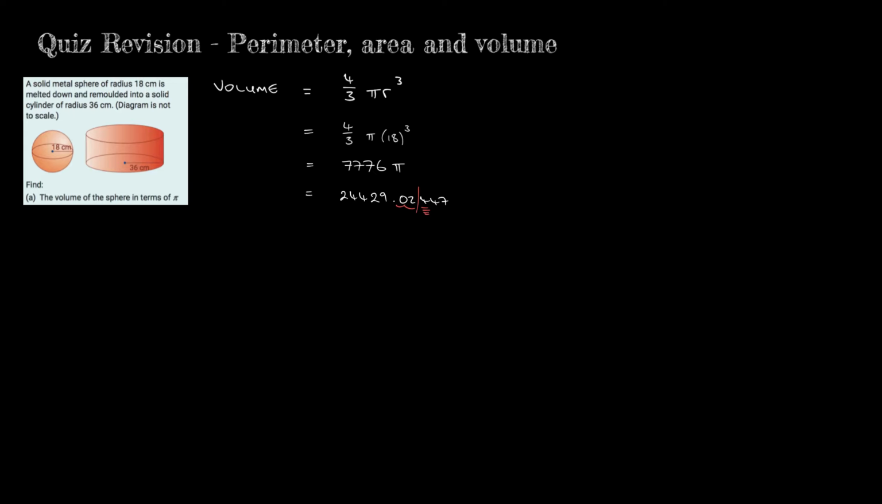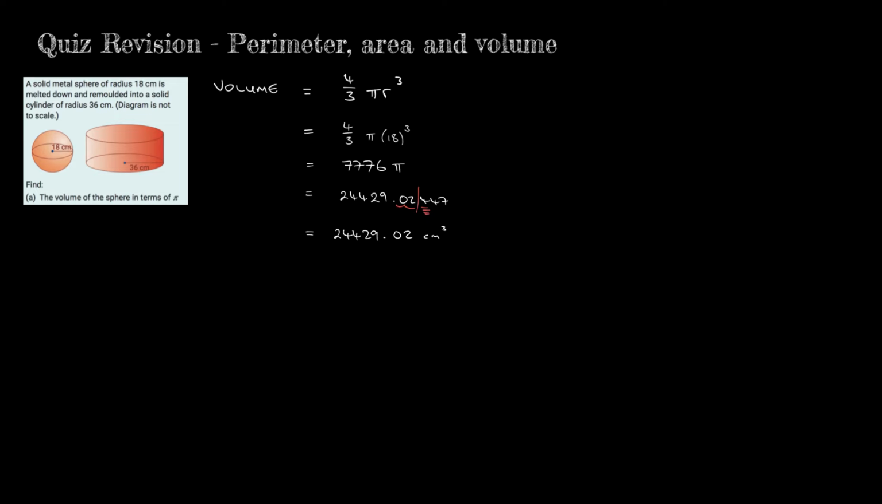So the answer for that one would have been 24429.02, because if this was 5 or greater, this would round up to 3. Because it's less than 5, it just rounds off. And again, we're dealing with volume and we're dealing with centimeters, so it would be centimeters cubed. Okay, so that is that one.